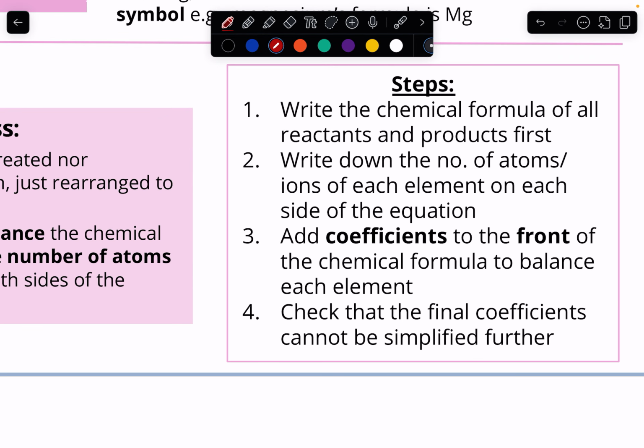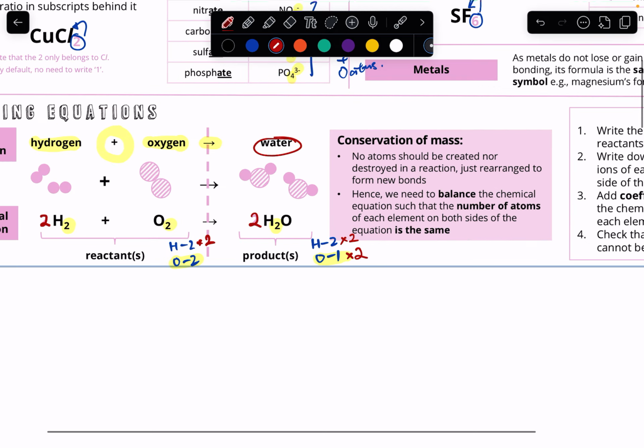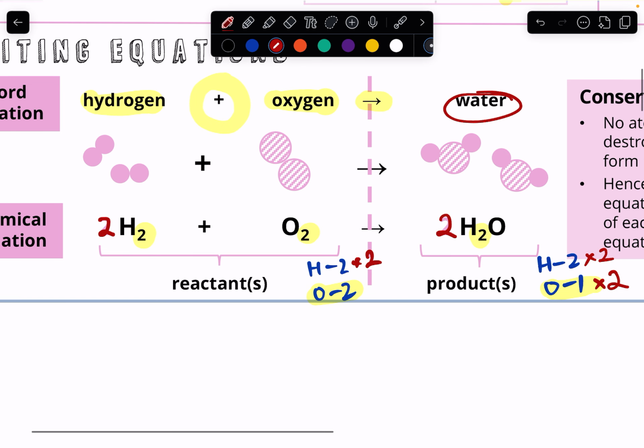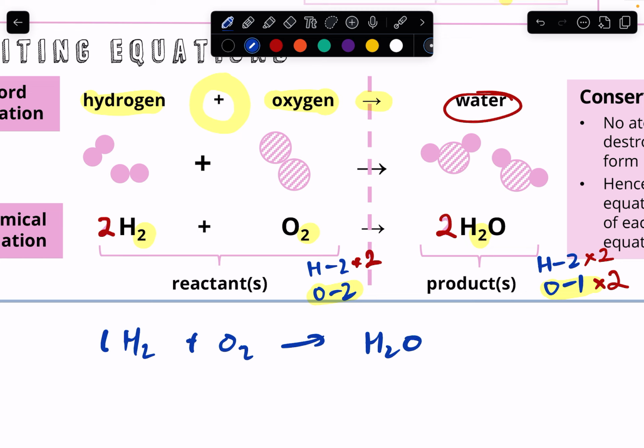Okay, so the steps are exactly as I've said. Then the last step is to check that the final coefficients can't be simplified any further. Sometimes in exams, we see this error that students make. Instead of this particular equation, H2 plus O2 gives you H2O, they may have tried many ways to balance it, and they end up with this: 4H2 plus 2O2 gives you 4H2O. What you notice is that we can divide throughout the coefficients by 2.